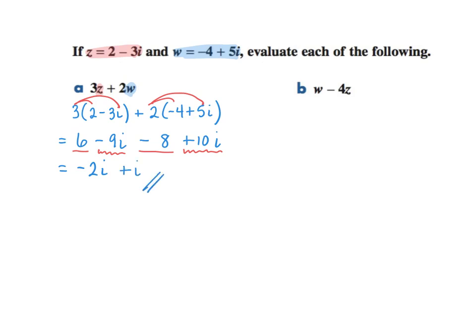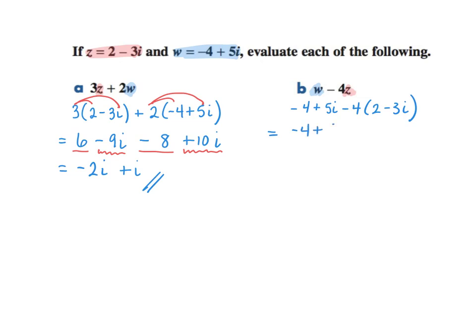Now I would pause the video and try the second one before you see the solution. And in this case, again, we're going to substitute in for w and z, which gives us the equation negative 4 plus 5i minus 4 times the quantity 2 minus 3i. The expansion is easy, but just be really careful with that negative 4 outside the brackets.